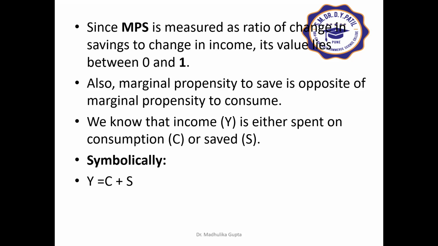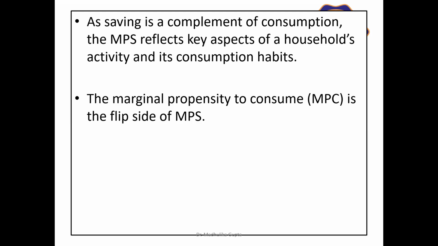MPC or MPS cannot be negative, because MPS is the ratio between additional savings and additional income, and similarly MPC is the ratio between additional consumption and additional income. Here, additional shows a positive value, so it can never be negative, right? As saving is a complement of consumption, the MPS reflects key aspects of a household's activity and its consumption habits. It is expressed as a percentage. For example, if the marginal propensity to save is 10%, it means that out of each additional rupee earned, 10 paisa is saved, right?